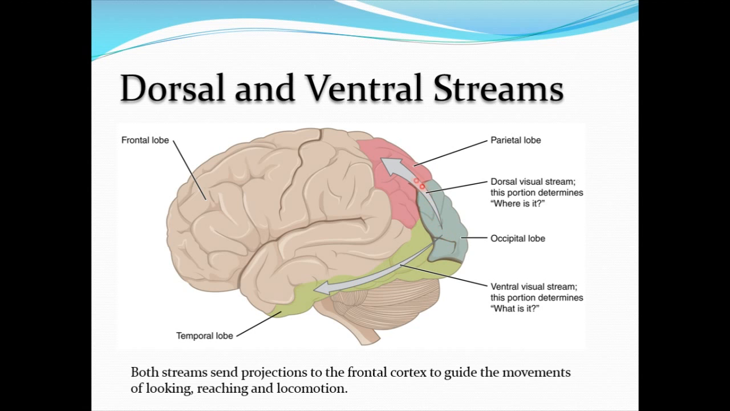This dorsal stream, remember dorsal means top, ventral means bottom, goes towards the parietal lobe. The parietal lobe, we know, is involved with spatial aspects. So it is the part of knowing where is it? Where is this thing in relation to other things? That's the dorsal visual stream. Now, both streams send projections to the frontal cortex to guide the movements of looking, reaching, and locomotion. So if you're looking for something, you're reaching for something, the frontal lobes are involved there. So from there, it goes on to the frontal lobes. Okay.